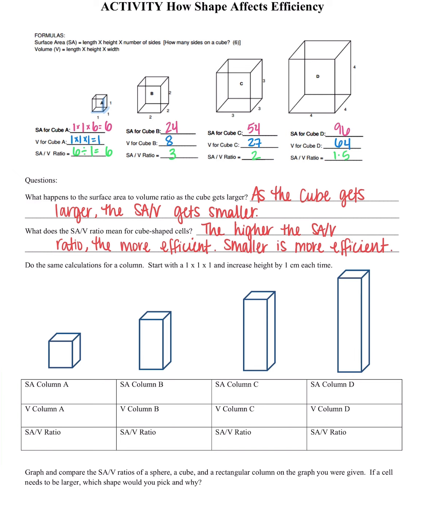Now we're going to do the same calculations as above, but we're going to be looking at columns now, where instead of increasing all 3 sides, we are going to increase just the height by 1 centimeter each time. Starting with the surface area of column A. Okay, this one we are looking at 1 by 1 by 1. We've already calculated the surface area and volume ratios, so I'm just going to copy those from above. For column B, we're looking at a 1 by 1 by 2 column. So let's calculate that surface area.